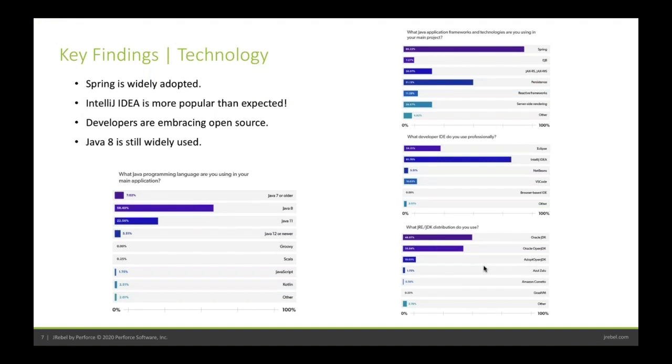So a little bit into technology. We found some very interesting things. Some things we were kind of expecting, some things were a little bit surprising. The one interesting aspect: Java 8 is widely being used still. And even with Java 14 coming out pretty soon, we're rolling through different versions of Java, and people aren't updating as much as you would expect.